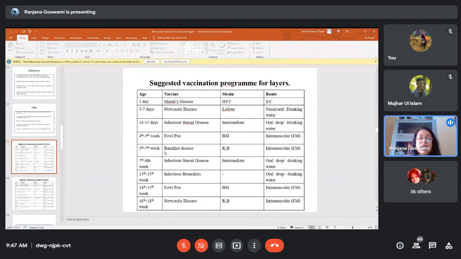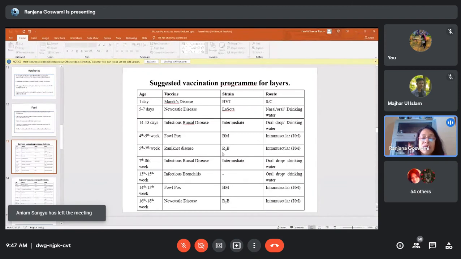But IBD, Newcastle, Marek's, you have to give, whether it is prevalent in your farm or not. At the fifth to seventh week, you give the Ranikhet disease, Newcastle disease vaccine, and this time you give the R2B Mukteshwar strain intramuscularly. At 7 to 8 weeks, you give the booster dose of Gumboro or infectious bursal disease.